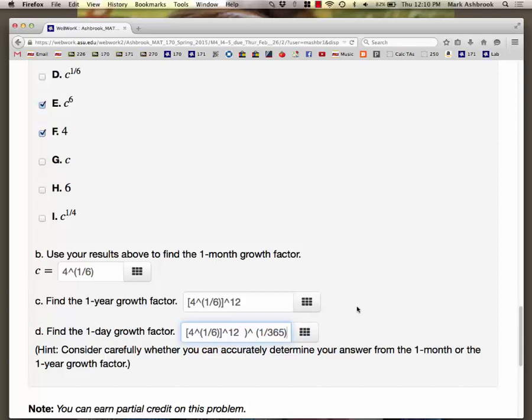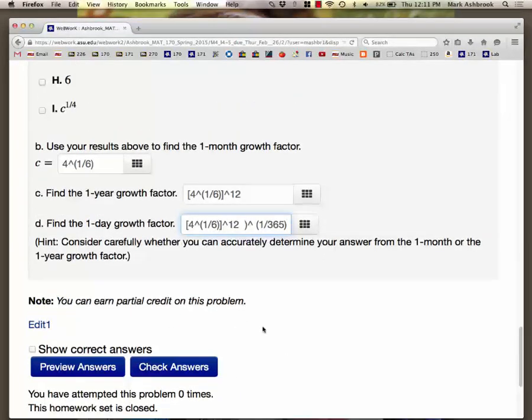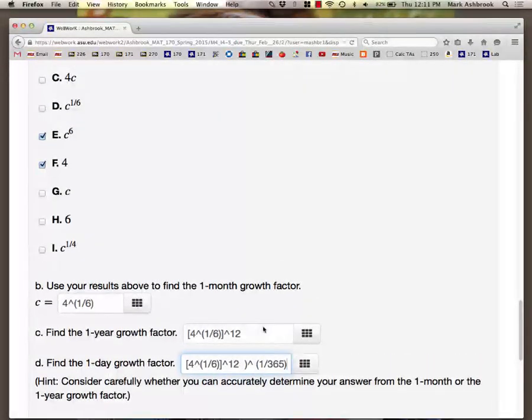So look at this daily growth factor. It's the result of building from all these other growth factors, right? What's the first growth factor we see there? 4. Quadruples every 6 months. So just 4 is the 6 month. We take it to the 1/6th, we get the 1 month. Take that to the 12th, we get the 1 year growth factor. Take that to the 1/365th, 1 day. So this expression is nice because you can see all those growth factors, how we built one from the next.